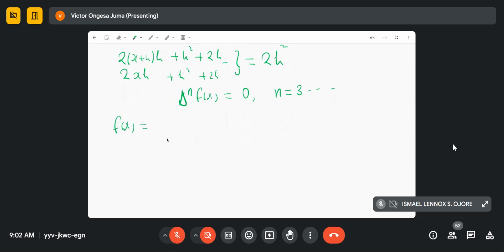Can you do the same thing when you have such functions? For example, e to the power x, or f of x equal to sine of x. You try to see if you can get a simpler function. You get something related to a derivative.